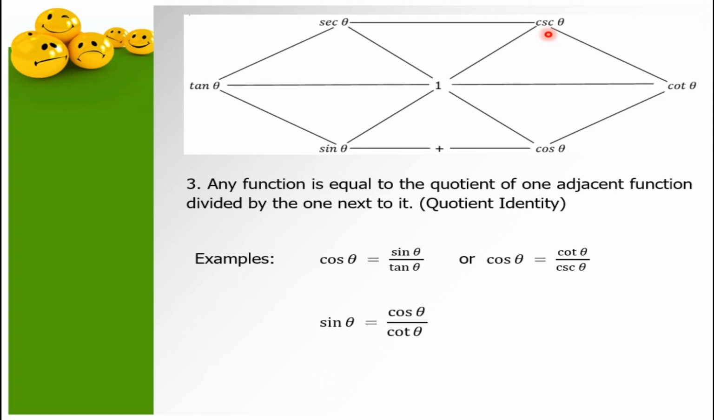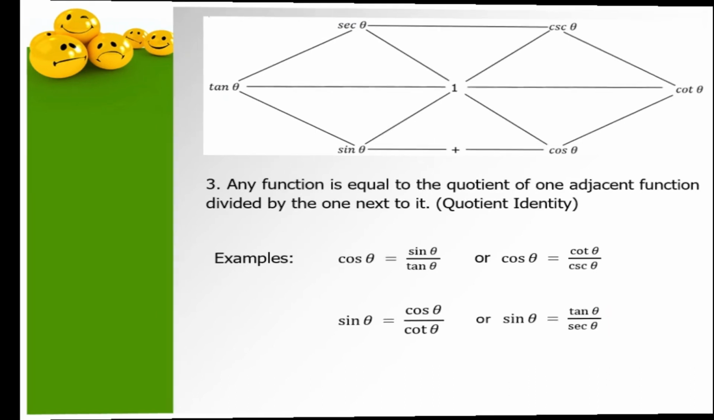Take another example. We're going to take sine theta. The adjacent function to the right of sine theta is cosine theta, and the function next to it is cotangent theta. So therefore, sine theta is equal to cosine theta divided by cotangent theta. Or if we're going to take the adjacent function to the left of sine theta, that is tangent theta, divided by the function next to it, that is secant theta. Yan po yung ibig sabihin ng statement number 3.